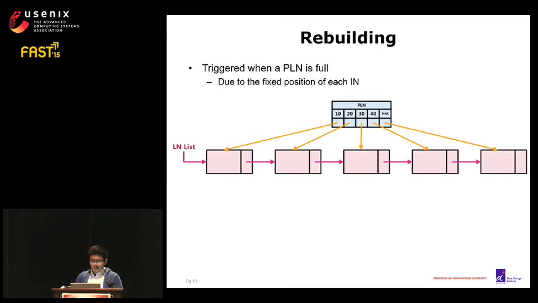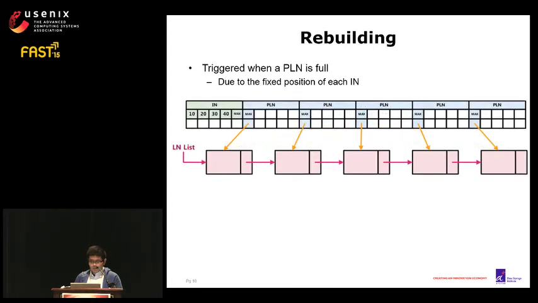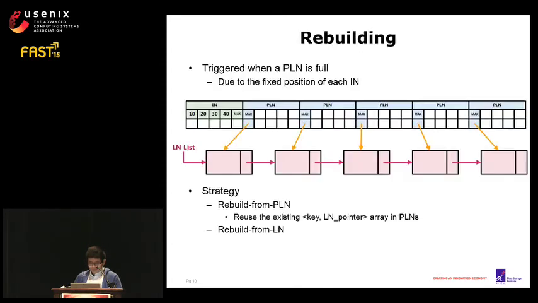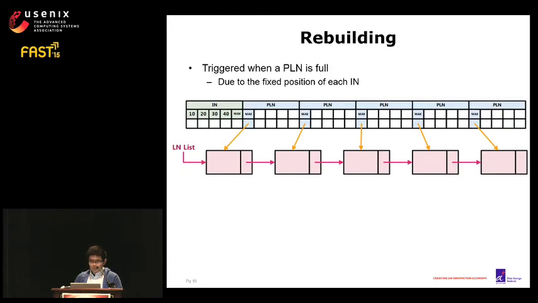For example, if the PON is full like this with 5 keys and 5 leaf node pointers, all the internal nodes will be rebuilt to make more room in PONs. You can see now every PON has 4 empty slots for new incoming separate keys from leaf nodes. And you can see now in the internal nodes we have 5 keys. As internal nodes do not have any pointers, it leaves 5 more empty spaces.